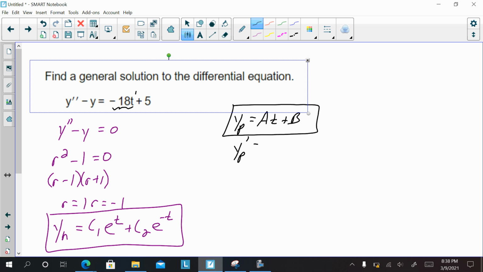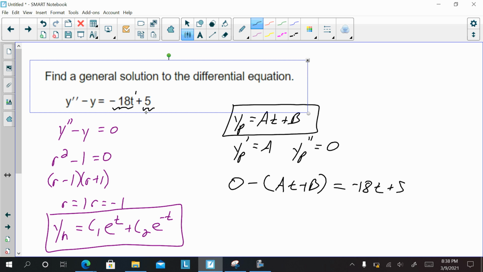So the first derivative of that would be a. The second derivative of that would be 0. So if we substitute that in, we get our second derivative, 0, minus our function, at plus b. That's the left side. The right side is minus 18t plus 5. Now you might say, well, what about the constant part? For that part of the solution, we have just a constant, but that's encompassed in this.